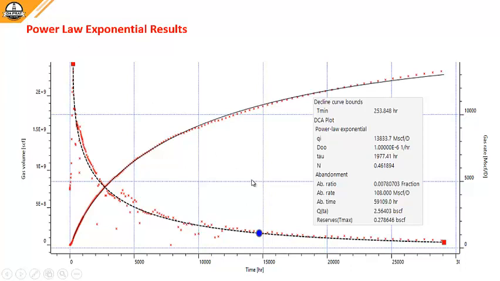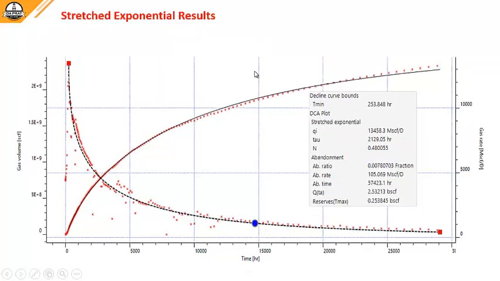So we did this with the different methods, and as you can see here, this is the power law potential. You may have a fit compared to the previous one. There is not a good fit here, and you got 2.56 billion standard cubic feet. This is the stretched exponential also. You can see a reasonable fit though, but compared to ARPS hyperbolic it is not as good. So here you have the parameters that characterize that method, and here is the value for the EUR.